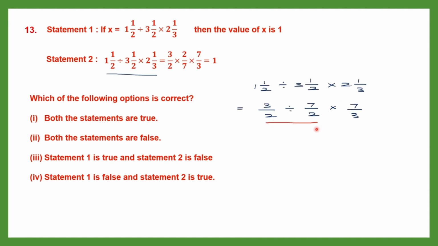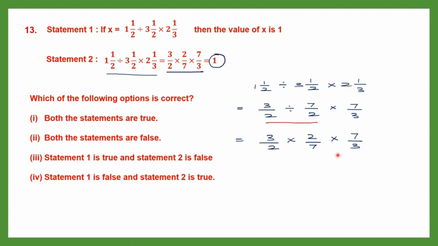Since this is division of fractions, we can write it this way now. So this becomes 3 by 2. Division changes to multiplication, and for 7 by 2 we write the reciprocal. So that becomes 2 by 7 into 7 by 3. So what do we have here now? We have 3 by 2 into 2 by 7 into 7 by 3, which is the same as this 3 by 2 into 2 by 7 into 7 by 3. We got the same step. Now we need to see whether this is equal to 1.